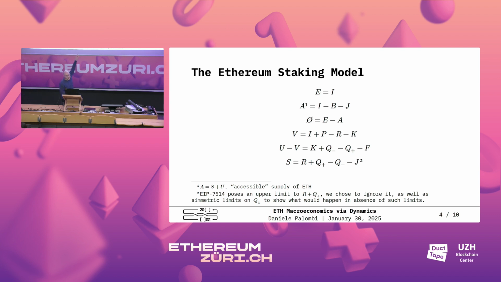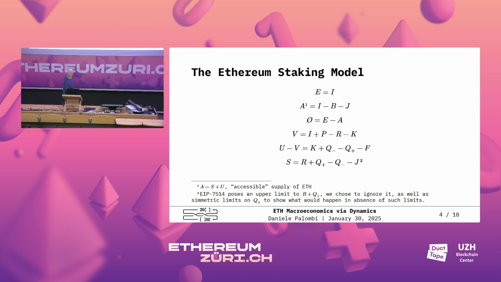So E, in this case, sorry if you can see the derivatives, is all the ether ever minted, and the idea is the derivative. So the net change in the amount of ether that gets minted is actually the minting, the inflationary part. Great, you can see the derivatives.